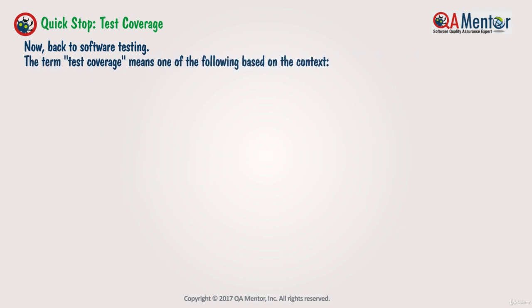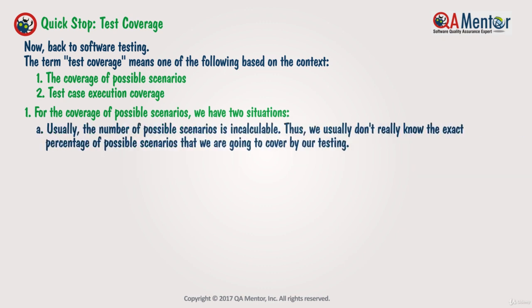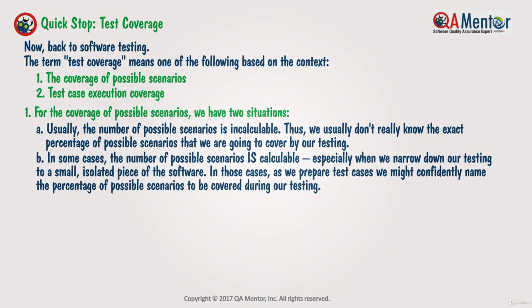The term test coverage means one of the following based on the context. 1. The coverage of possible scenarios. 2. Test case execution coverage. For the coverage of possible scenarios, we have two situations. A. Usually the number of possible scenarios is incalculable. Thus, we usually don't really know the exact percentage of possible scenarios that we are going to cover by our testing. B. In some cases, the number of possible scenarios is calculable, especially when we narrow down our testing to a small, isolated piece of the software.